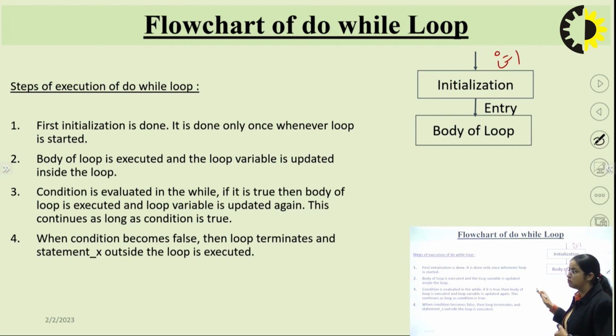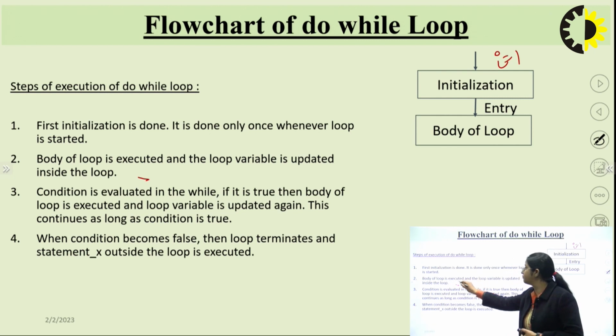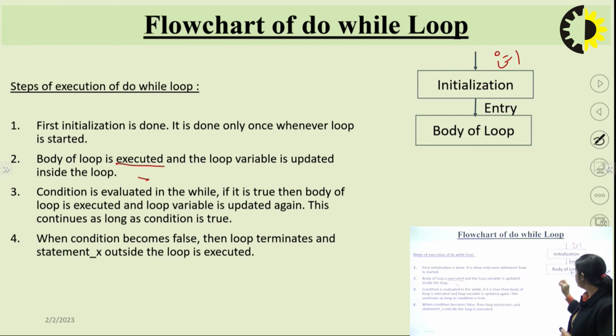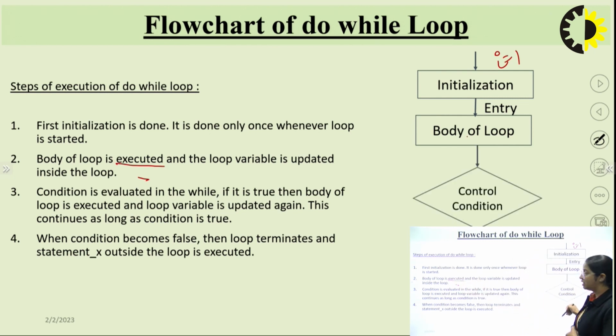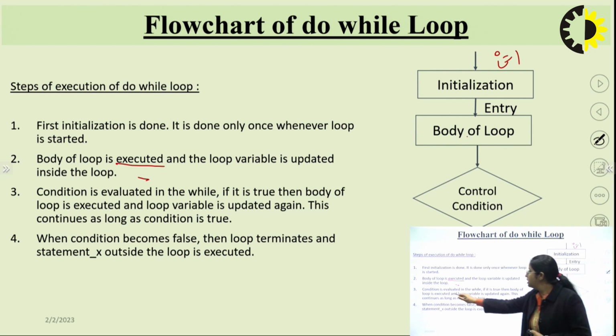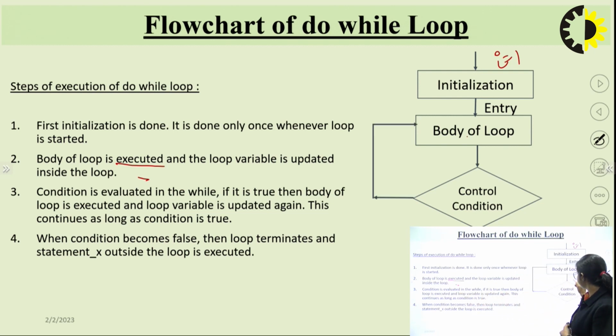Then you can easily check the difference between the while and do while. In a while loop, we first check the condition, but in a do while loop, we execute the body of the loop, then we check the condition. If the condition is true, then it again executes the body of the loop. This is the flow chart of the do while loop.